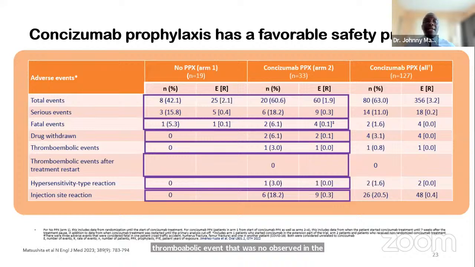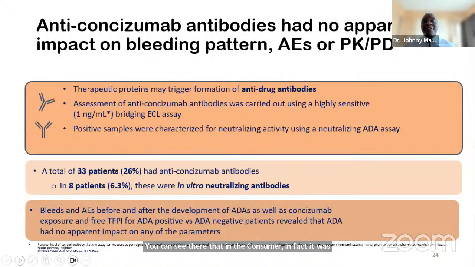Injection site reactions are the most common adverse events that one sees with these medications that are given subcutaneously. You can see there that in the concizumab arm, in fact, it was 18.2% of the patients that received it who had injection site reactions. Bearing in mind that, in fact, this is cross-sectional. Not everyone is getting 18.2% throughout the study. They come and go as you go along.